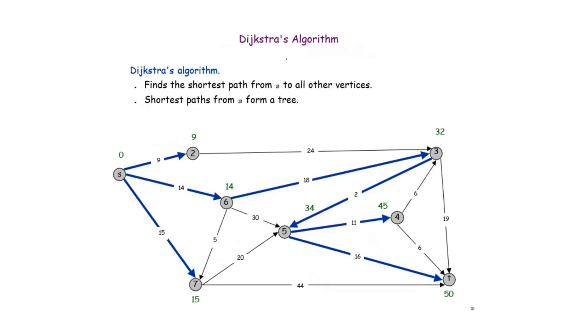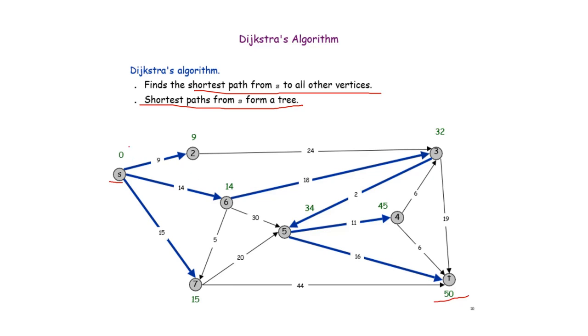So now let's take a look at Dijkstra's algorithm. Dijkstra's algorithm finds the shortest path from S to all other vertices, and the shortest paths from S in the end form a tree. So here we have some graph. We have source S and destination T.